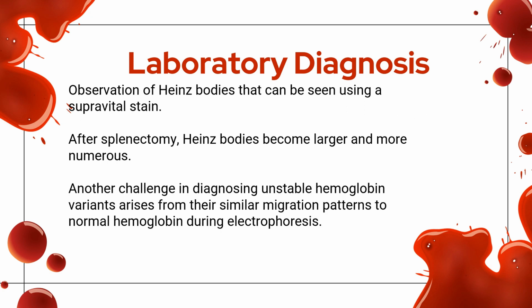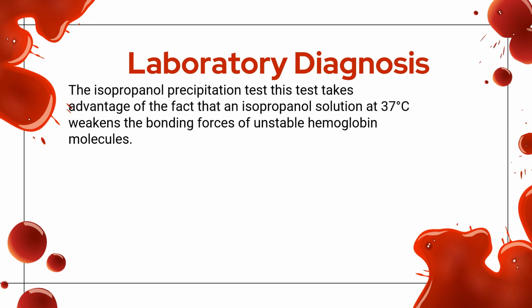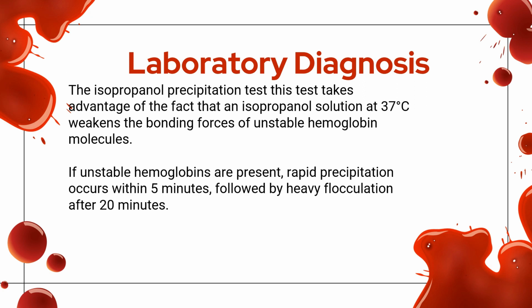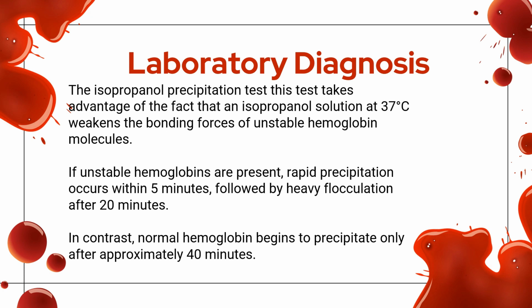Another challenge in diagnosing unstable hemoglobin variants arises from their similar migration patterns to normal hemoglobin during electrophoresis. To overcome this, additional tests are employed to specifically identify these variants. One such test is the isopropanol precipitation test. This test takes advantage of the fact that an isopropanol solution at 37 degrees Celsius weakens the bonding forces of unstable hemoglobin molecules. If unstable hemoglobins are present, rapid precipitation occurs within 5 minutes, followed by heavy flocculation after 20 minutes. In contrast, normal hemoglobin begins to precipitate only after approximately 40 minutes.